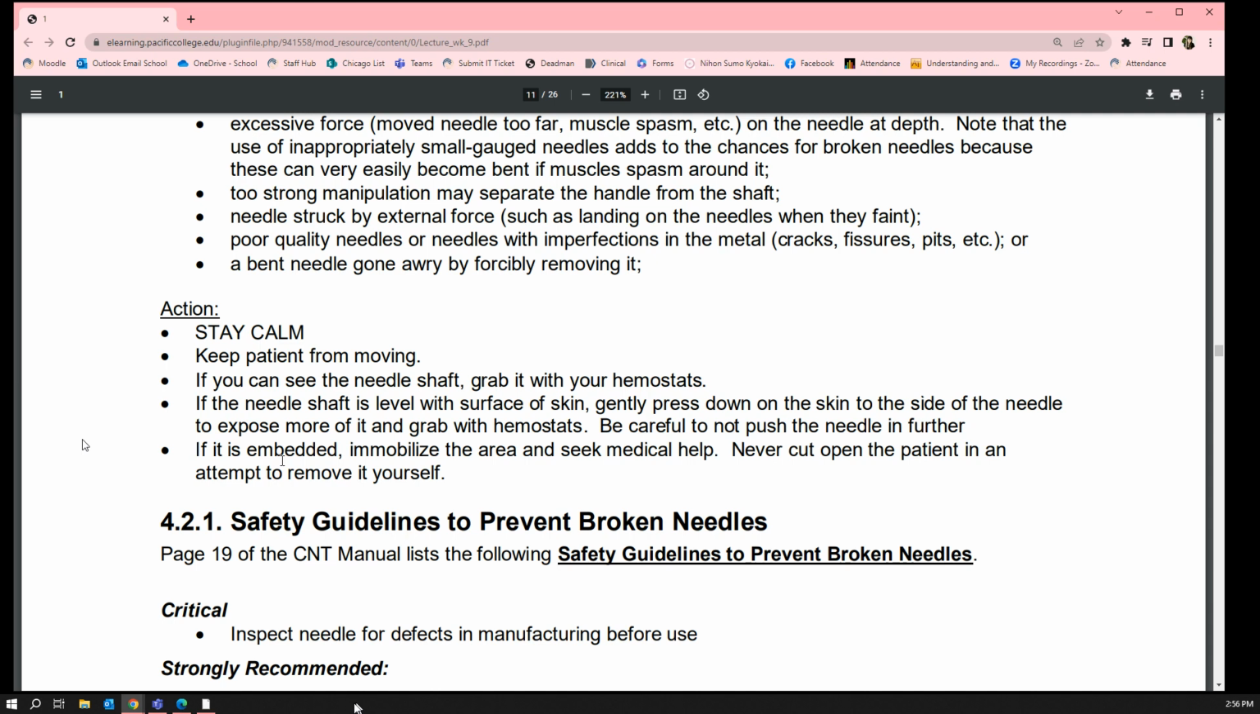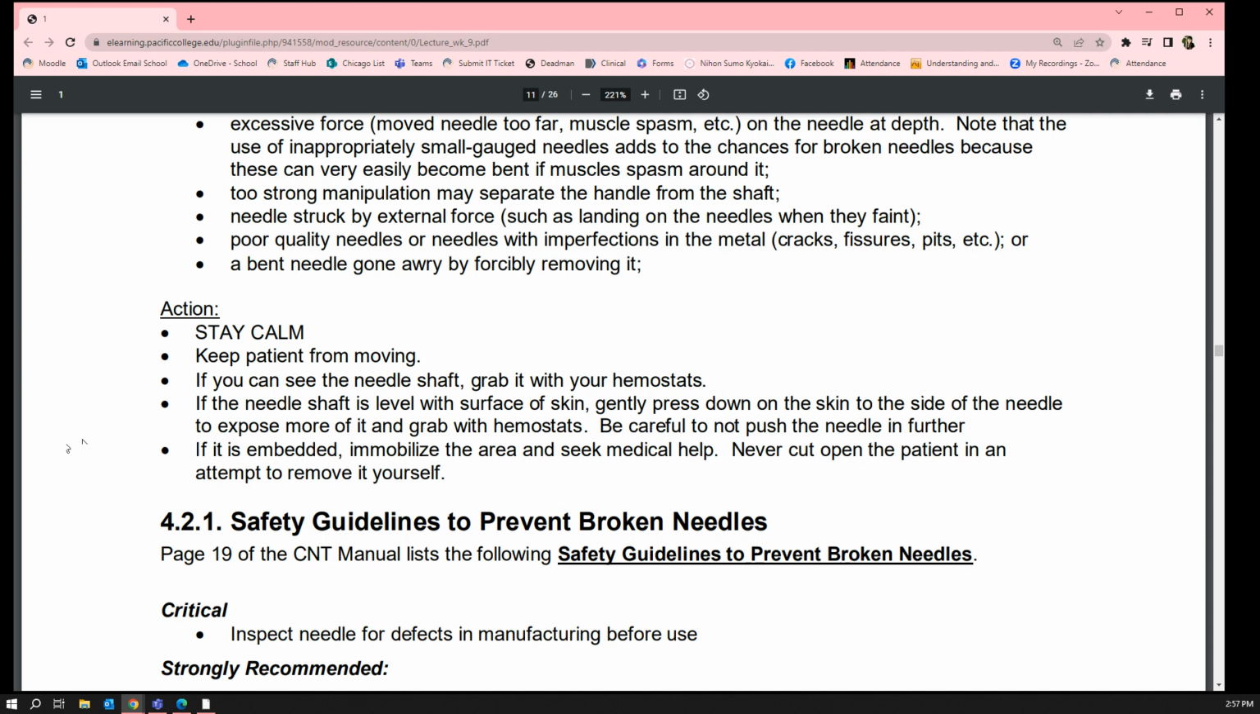And then lastly, if it is embedded, if you go to withdraw a needle and you look at the needle as it comes out and you notice that the whole thing isn't there, and you look at the patient's flesh and you cannot see that needle, if it is truly embedded in them, you need to immobilize the area and get medical help. You should never cut a patient open in an attempt to remove it yourself. That is not within our scope of practice. It is fully illegal for you to do. It would also be very painful and unpleasant for your patient. So leave that for somebody who has that in their scope of practice.